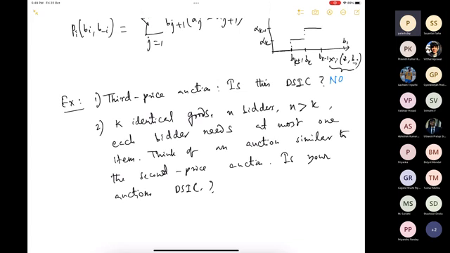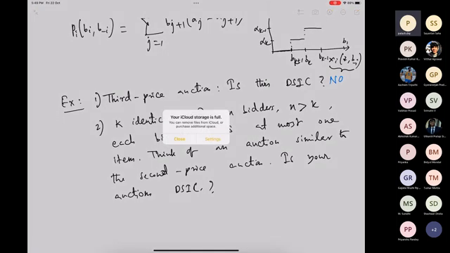This follows from uniqueness of the payment rule. In both the second price auction and the third price auction, the losers pay zero. If losers pay zero, then the payment rule that makes a certain allocation rule dominant strategy incentive compatible is unique, and hence the third price auction is not dominant strategy incentive compatible. Please unmute and ask if this is not clear.